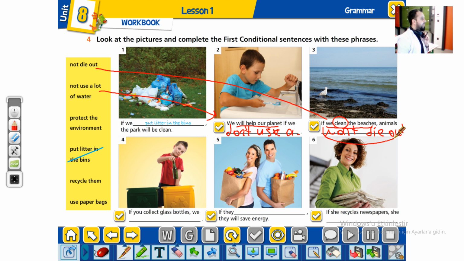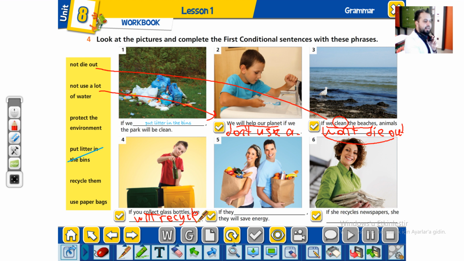And let's look at the picture 4. If you collect glass bottles, collect. Ne demekti collect? Biriktirmek. Eğer cam şişeleri biriktirirsen, we will recycle them. And if they do that, they will save energy. Ne yaparlarsa arkadaşlar enerji tasarrufu yapmış olurlar.